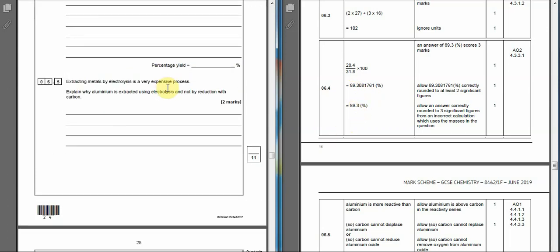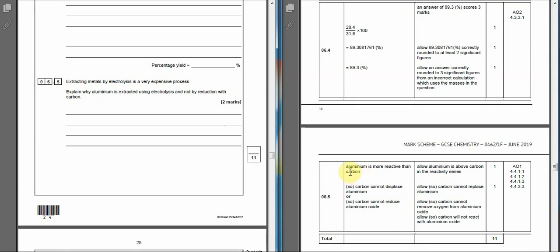And 6.5. Why is aluminium extracted using electrolysis? This is another one that people found quite difficult to get. So the problem that you've got with aluminium is that it's like all the other ions in that it's very reactive. So it's more reactive than carbon. So first of all, you can't do it. Let's put in the reason why. So carbon can't displace that, or carbon cannot reduce it, are the 2 ones.